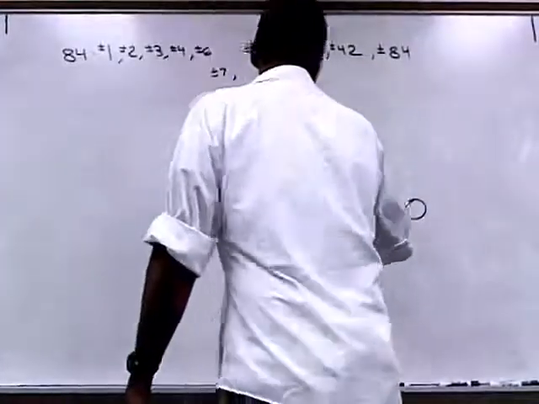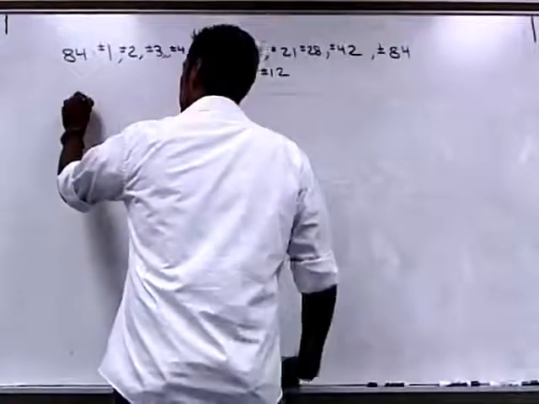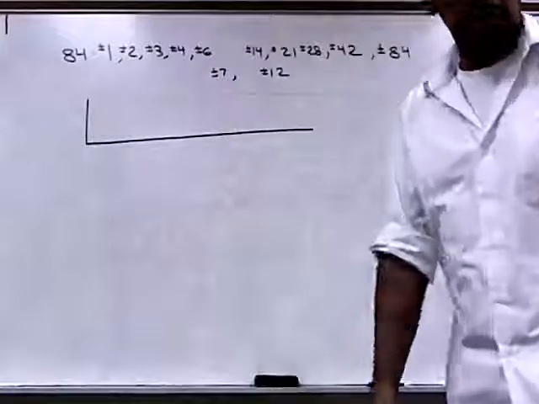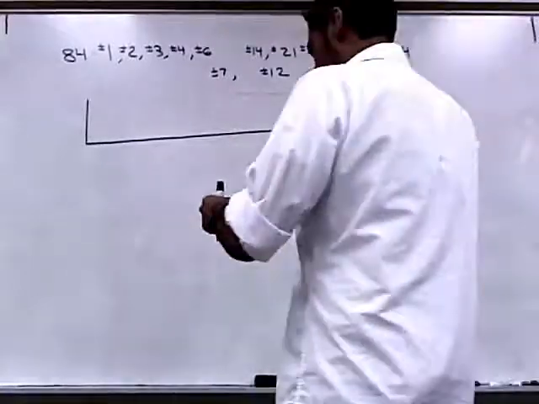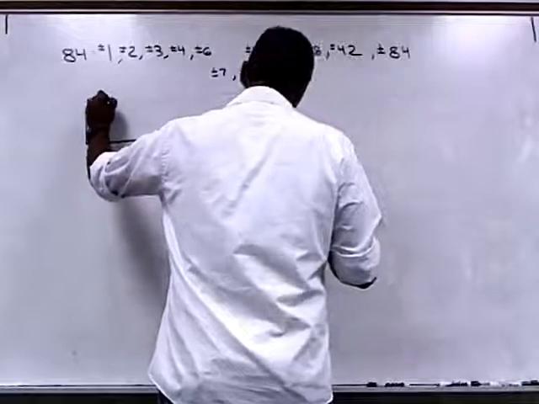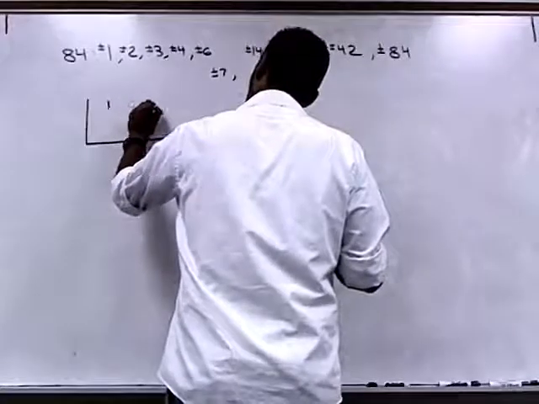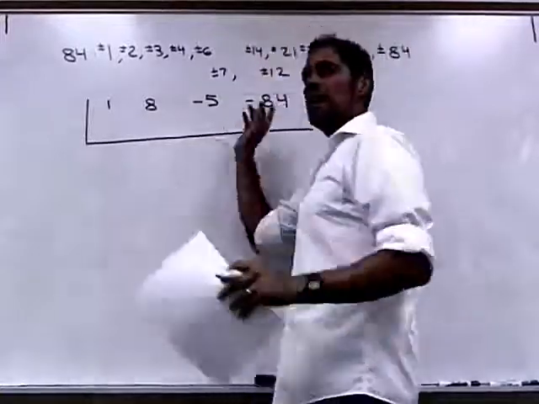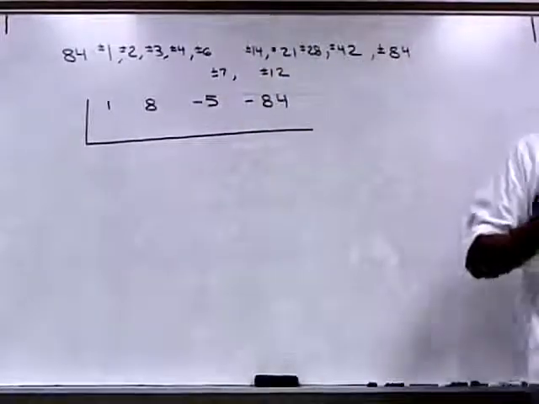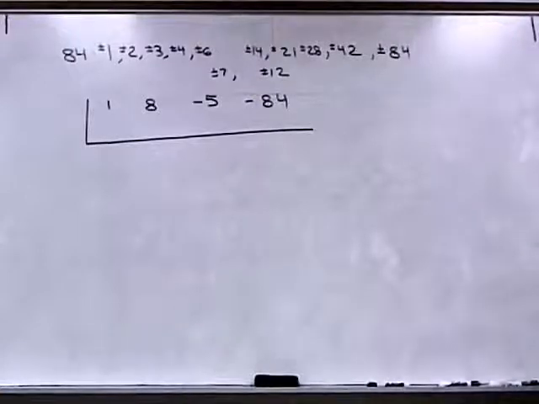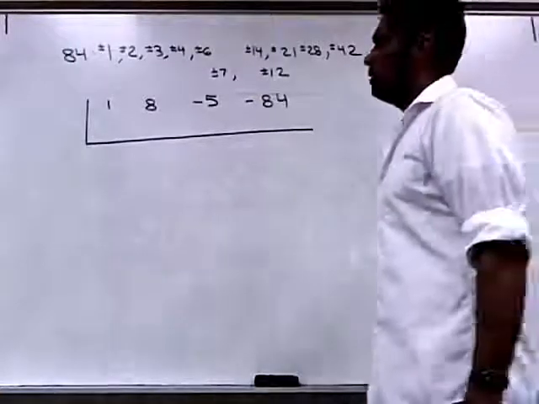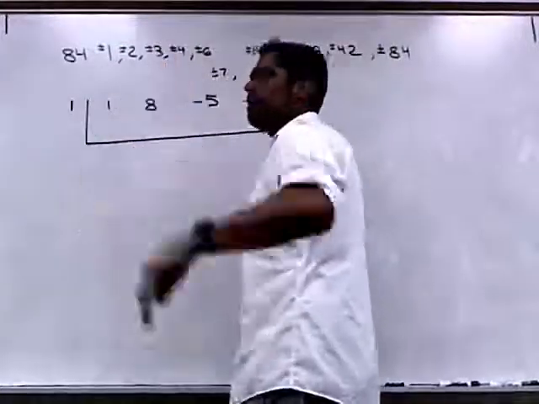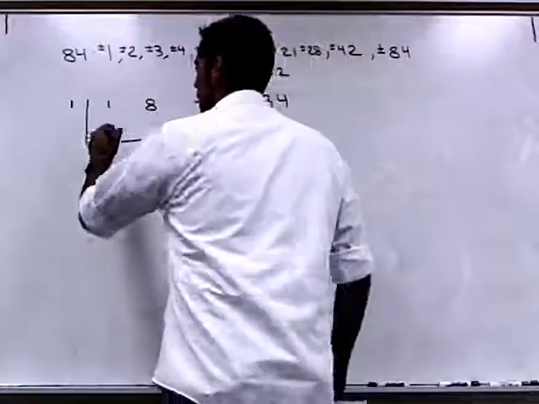Where do we start? 1. Now, in my synthetic division, I'm putting what numbers in there? 1, 8, negative 5, negative 84. Remember to account for any spaces, right? We don't have spaces in this one. Okay. Anybody doing this by hand? If you are, someone try negative 1 and someone try 2, because I want this to happen soon.